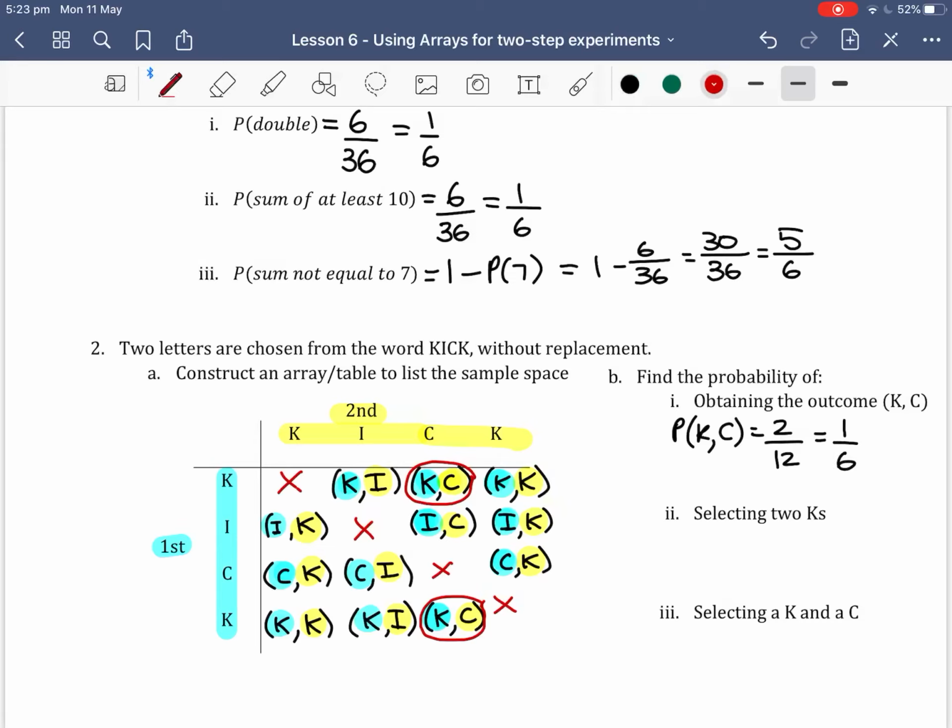Now, to find the probability of selecting 2 Ks, that's where we have our KK. So we have our KK here and our KK here. So that is the probability of KK, and that is 2 over 12 because it occurs twice over a total of 12. So that's 1 over 6.